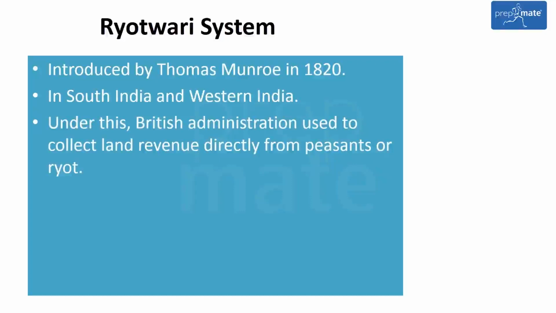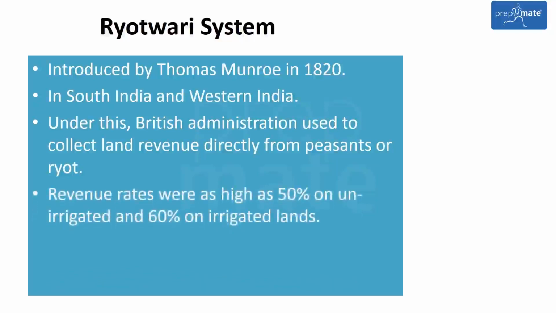Though the British used to collect revenue from peasants directly, the rate of collection was extremely high and the method of collection was equally harsh. The revenue rates under Royatwari system were as high as 50% of total produce where the lands were unirrigated and 60% of total produce where the lands were irrigated. Thus, under Royatwari system, again most of the peasants remained poor, agriculture became non-remunerative, and there was a continuous decline of investment in agriculture.